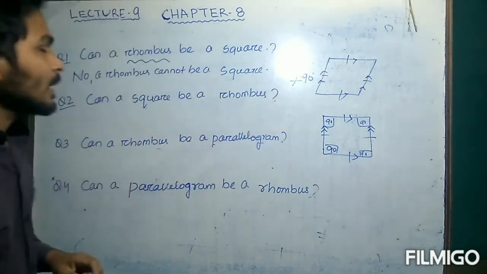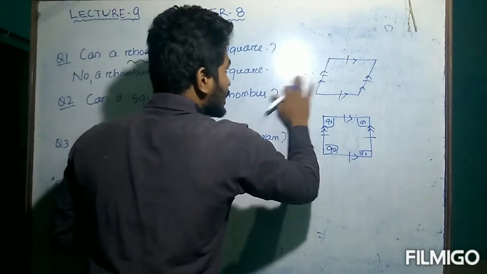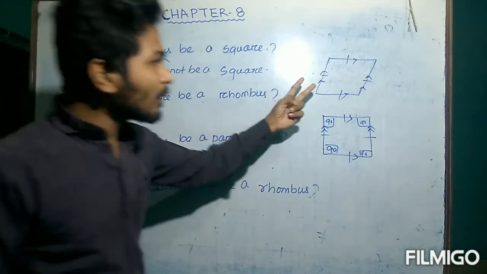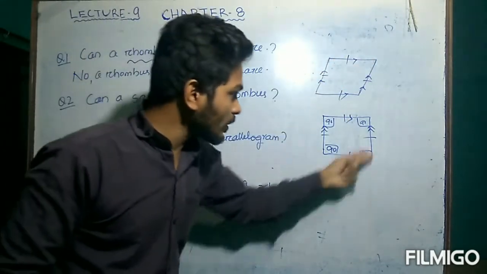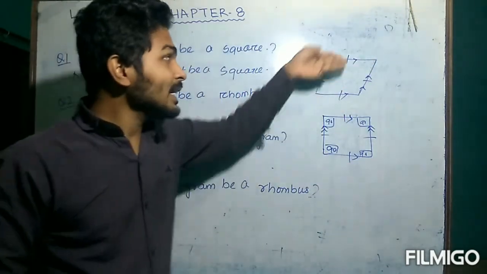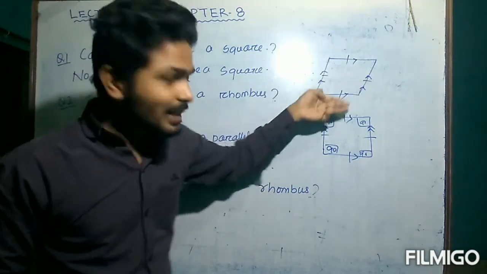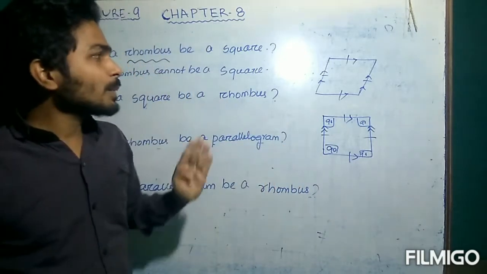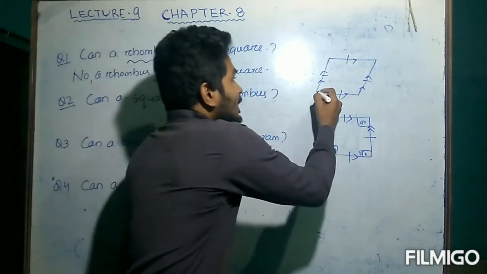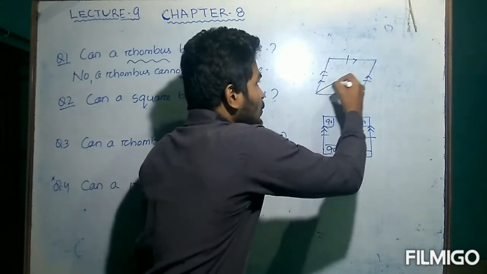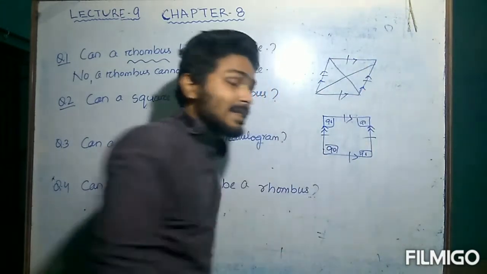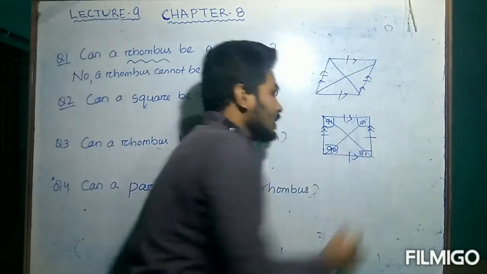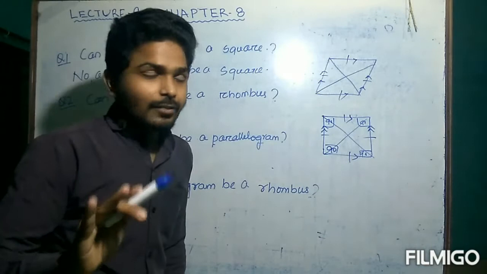Let's verify. In case of a rhombus, it must be a quadrilateral, and a square is a quadrilateral. The second property of a rhombus, all the sides are equal. Here also all the sides are equal. Third property, the pairs of opposite sides are parallel. In case of a square also the pairs of opposite sides are parallel. Clear? Fourth property is, in case of a rhombus, the 2 diagonals bisect each other. Here also the 2 diagonals bisect each other. Okay, fourth property is confirmed.